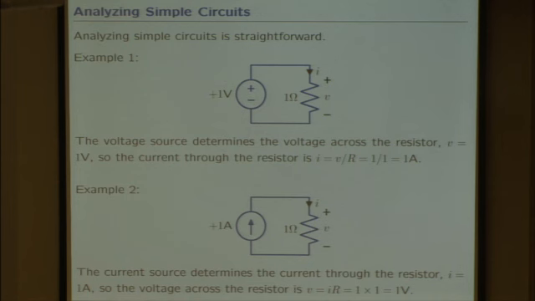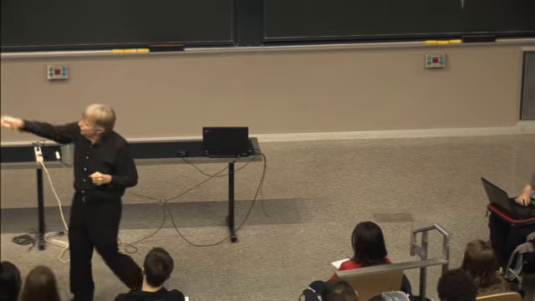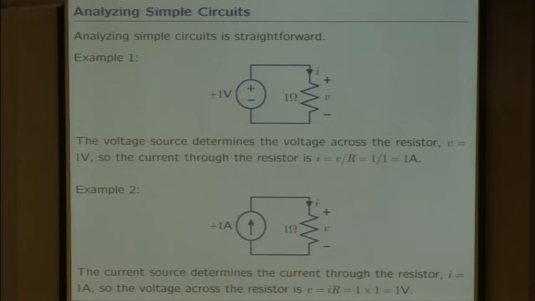The simplest possible interconnections are trivial. In the case of the battery, you hook up the voltage source to the resistor. The voltage source makes the voltage across the resistor 1 volt. If we say the resistor is 1 ohm, then there's 1 amp current, period, done, easy. Similarly, if we were to hook up the resistor to a current source, we would get something equally easy, except now the current source would guarantee that the current through the resistor is 1 amp. Therefore, the voltage across the resistor by Ohm's law would be 1 volt. So we would end up with the same solution for a completely different reason. Here the voltage is constrained, here the current's constrained.